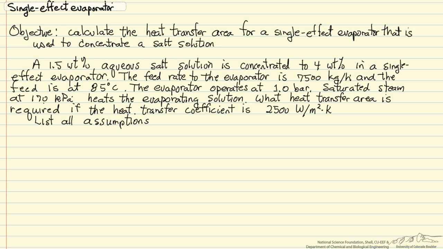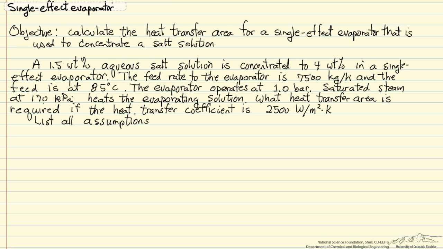In this video, I'm going to show an example where we calculate the heat transfer area for a single effect evaporator that's being used to concentrate a salt solution. The feed salt solution is 1.5% salt and water, and the exit is 4% salt and water. And the feed rate is given, and the temperature. The evaporator is at 1 bar, and we're using saturated steam at 170 kilopascals to provide the heat for vaporization.